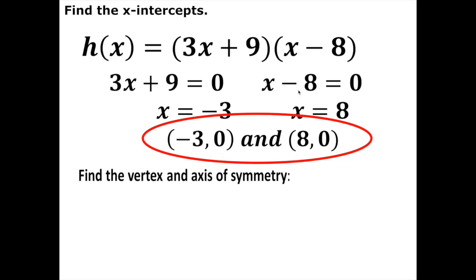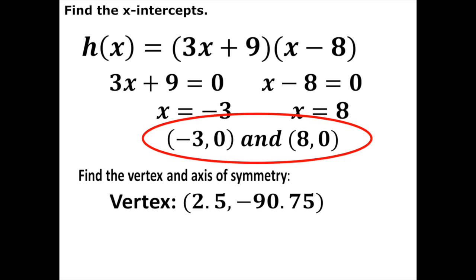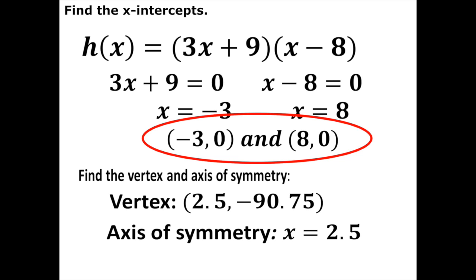Do it with your y1 and put it in parentheses 3x plus 9, close parenthesis, then open parenthesis, x minus 8, close parenthesis. Put that all in as y1. Then you can find your axis of symmetry there too on your calculator, and that will work just fine as well. Hopefully those of you who did it were able to find that your vertex was (2.5, negative 90.75). So that's the vertex. The axis of symmetry is going to be x equals 2.5.